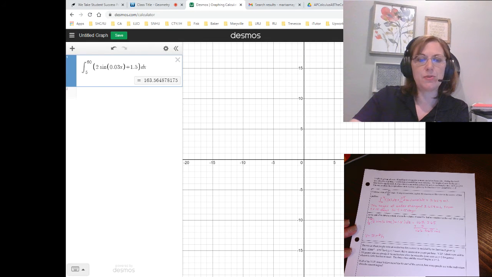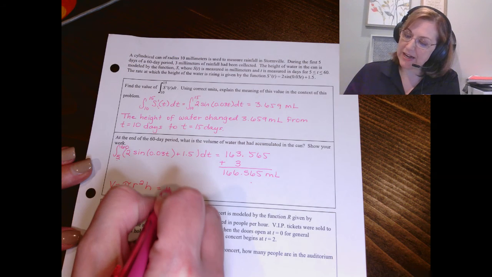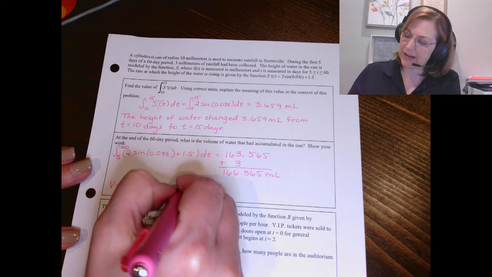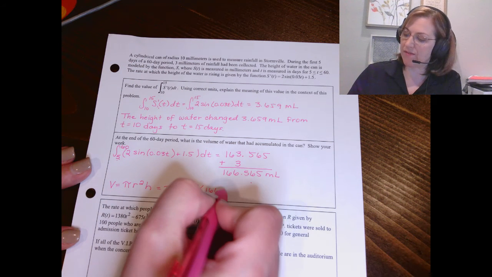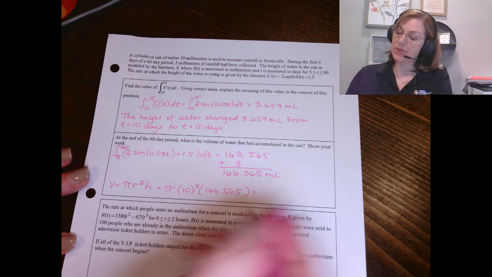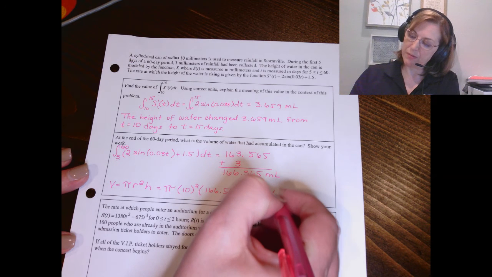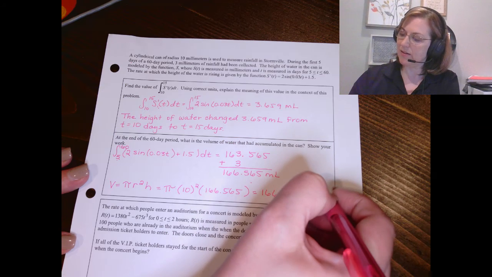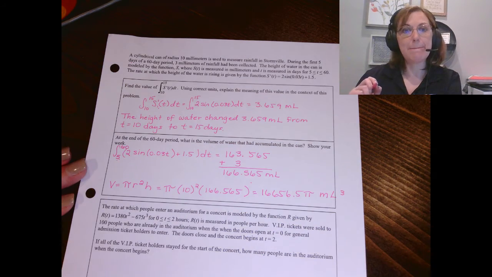And let me switch our view back so you can see a little bit better. And I've got my radius is 10 milliliters. We were told that at the beginning. And my height is 166.565. And so we can do this easily, multiply by 100 here, move that decimal 2 places back, and we've got cubic milliliters.